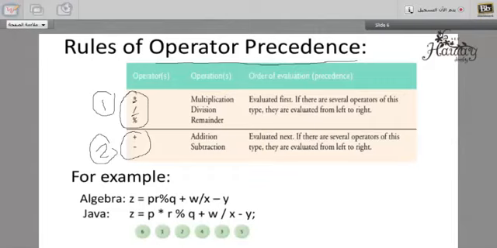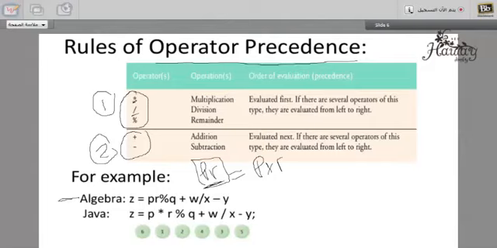If I give you an algebra equation, Z equals PR, and so on, note something. PR in algebra means P times R. But in Java, we cannot have PR like this because it will be classed as a variable.